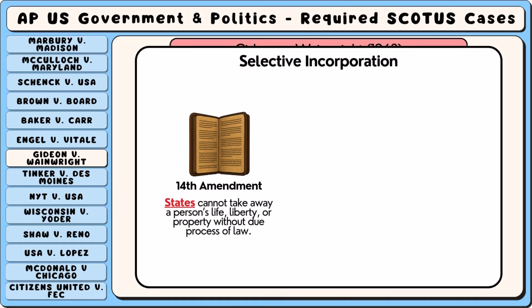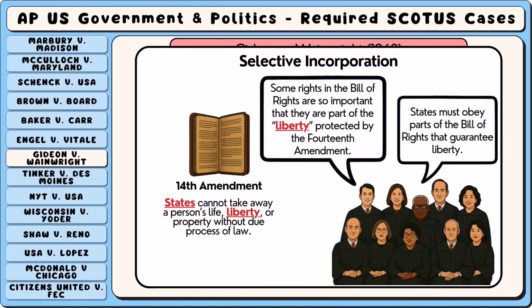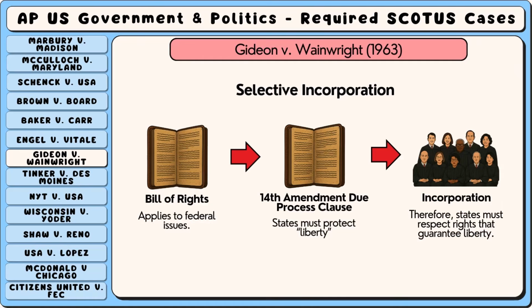After the Civil War, the 14th Amendment was added. It says that states cannot take away a person's life, liberty, or property without due process of law. Over time, the Supreme Court began to say that some rights in the Bill of Rights are so important that they are part of the liberty protected by the 14th Amendment. So, the court uses the 14th Amendment to say that states must obey the parts of the Bill of Rights that guarantee liberty. This process of using the 14th Amendment to carry a right from the Bill of Rights down to the states is called incorporation.